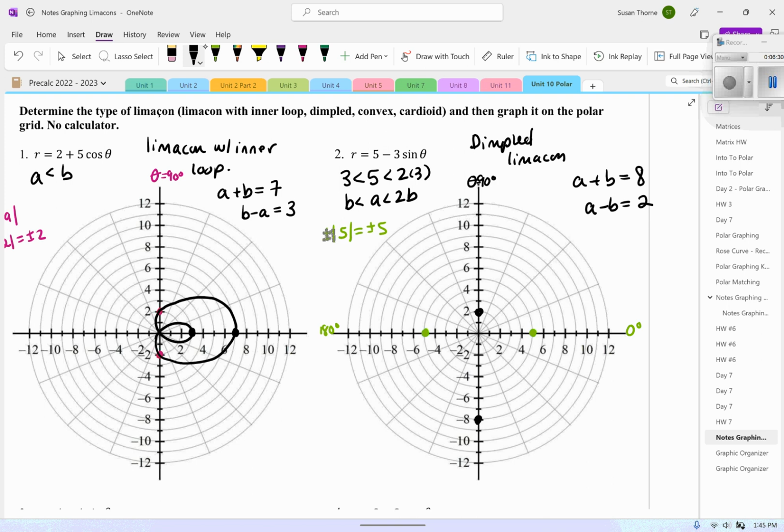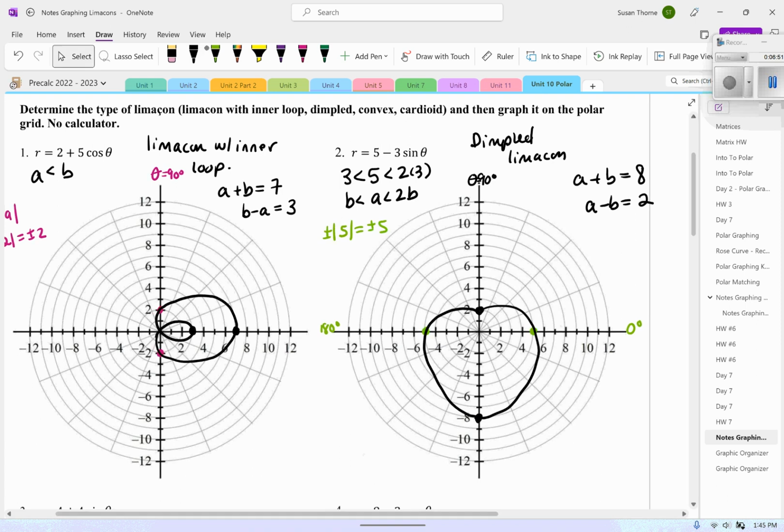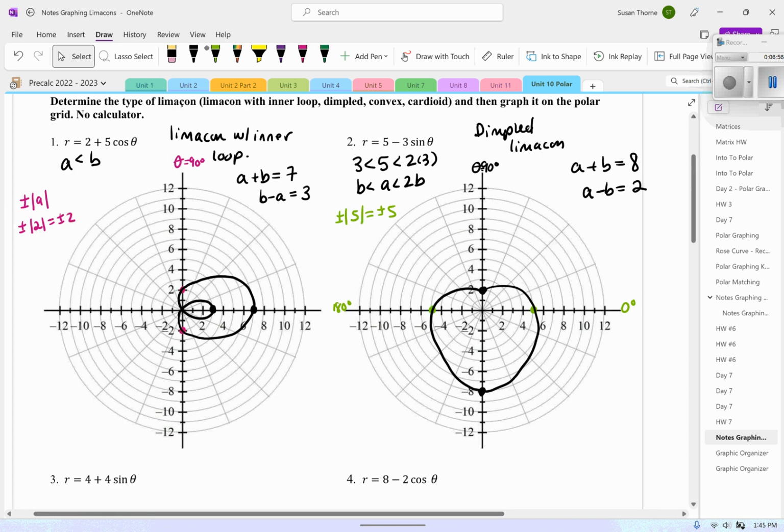So now that we have that, a dimpled limacon again makes kind of like that heart shape. It's a little dimpled over here, goes through these points, and then curves around just as best as you can. So that gives us our dimpled limacon. And again, we're looking for those points on the polar axis and the line theta equals 90 degrees. So kind of like when we graph Cartesian, we think about our intercepts on the x and y axis, but again, in polar, it's not called the x and y axis.